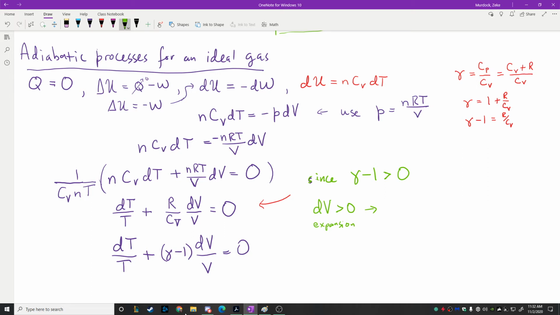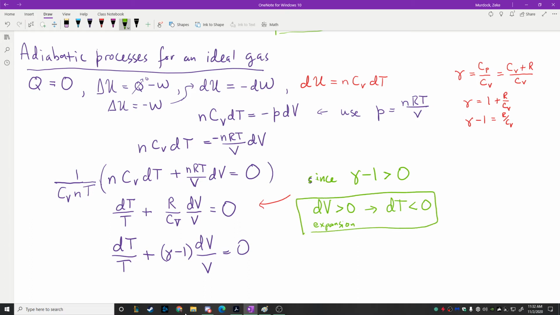If the change in volume is positive, we know that volume and temperature are always positive quantities, because the temperature here has to be measured in Kelvin. So volume, these are always positive quantities. So if the change in volume is positive, what does that mean about the change in temperature? Temperature has to be negative, yeah? So that's in an expansion process.